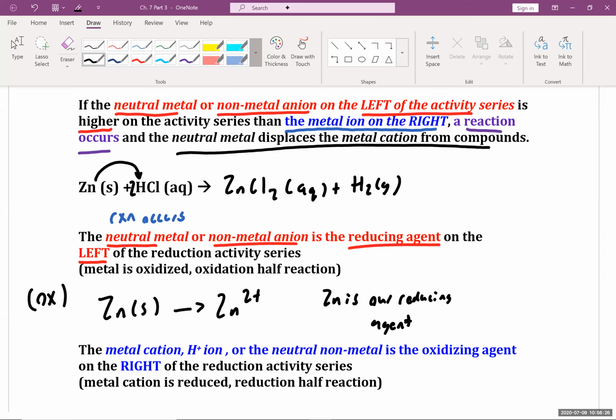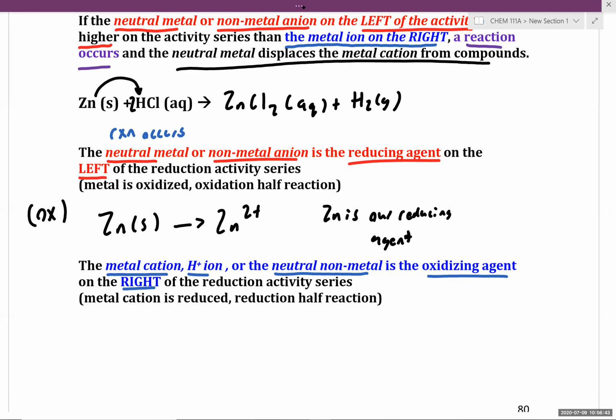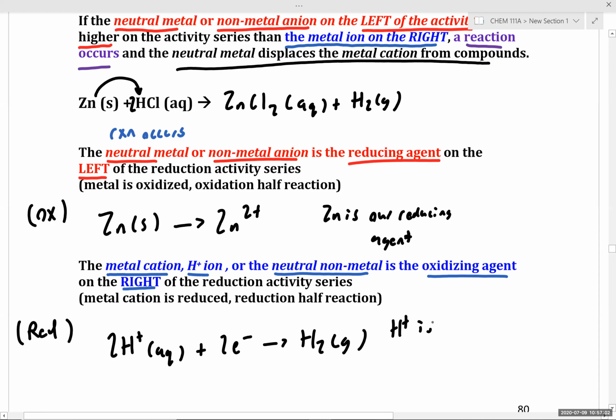So the metal ion, which is often a metal cation, H+ ion, or a neutral nonmetal, is going to serve as our oxidizing agent in these reactions, and it's found on the right of the activity series. So for example, in this case, we have H+ aqueous being reduced to hydrogen gas. So this is a reduction half reaction, and H+ is our oxidizing agent.